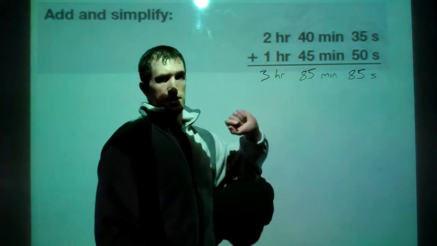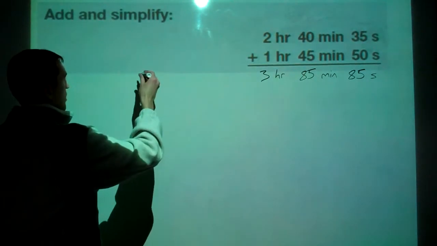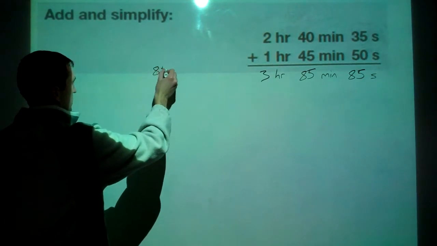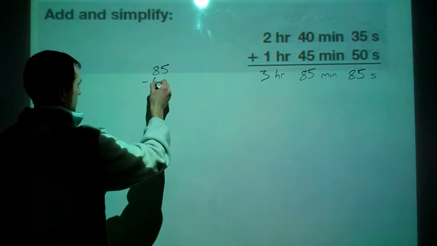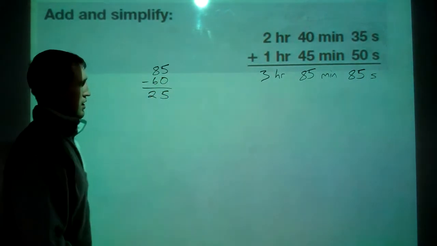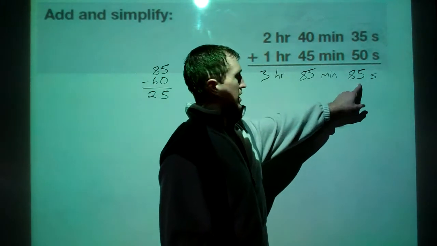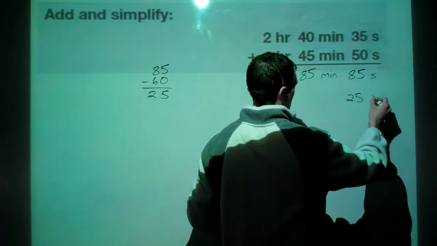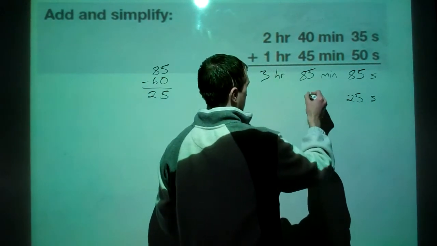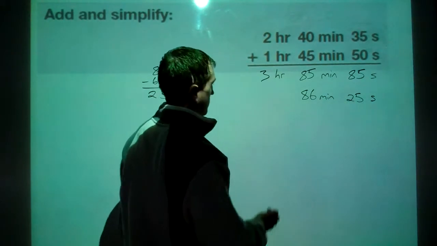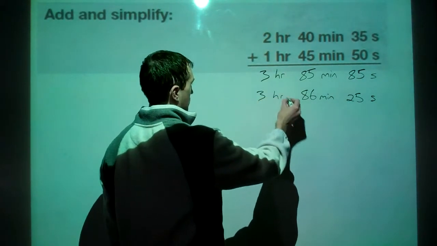60 seconds in a minute. 85 minus 60 is 25. So really, right here we have 1 minute and 25 seconds. Well, we're going to leave the 25 seconds here and add a minute to 85. So we have 86 minutes now and 3 hours.